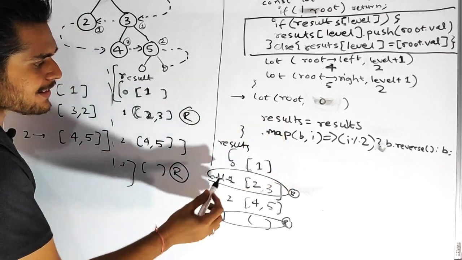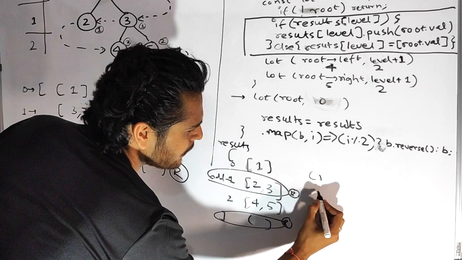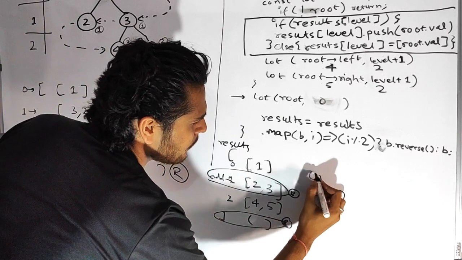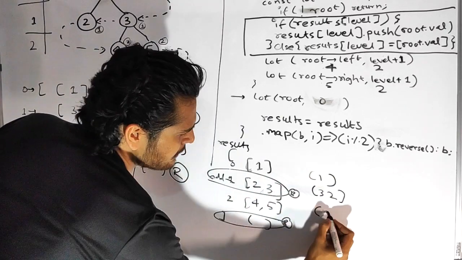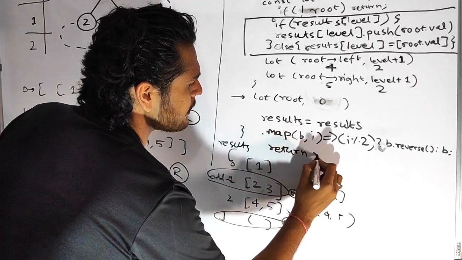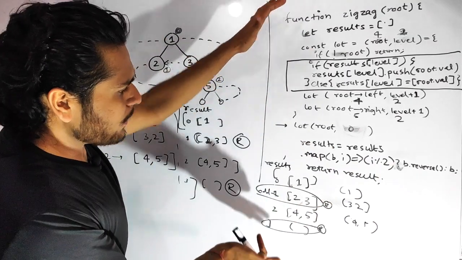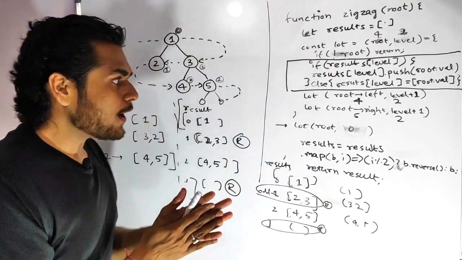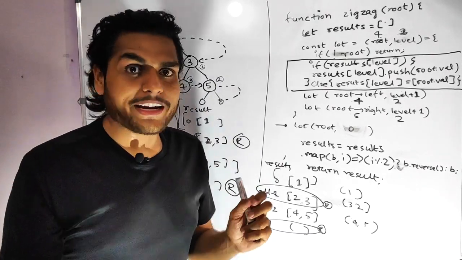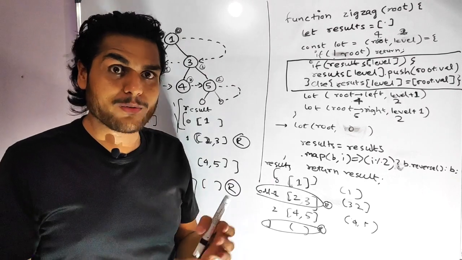So now the results will look something like this: 1, and then these will be reversed, and this will be the same, 4, 5. So now we can just return our result. This was the code, and what we'll do now is go to the Leetcode platform and put in this code as it is, and check if it works or not.